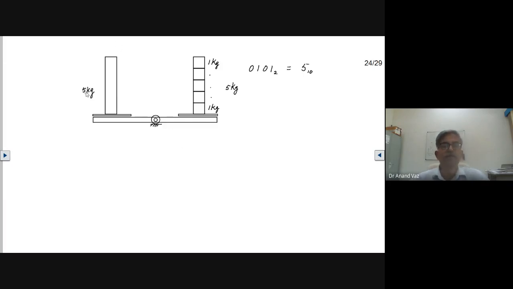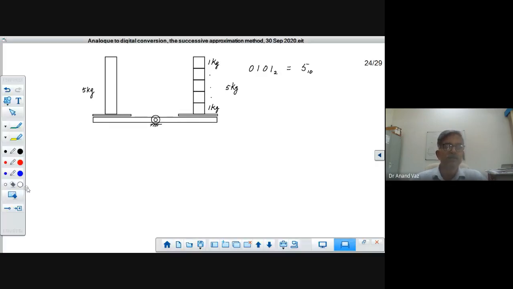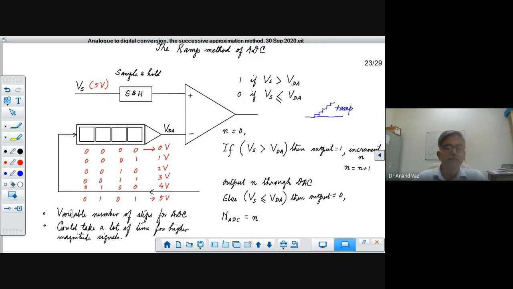Naturally, if our weight over here was 7 kgs, we would have to do this step 7 times. We would have had to place one, next, 7 times. So depending upon the magnitude that we have here, if we had a larger weight, we would have had so many more steps. That is what we discussed in our previous lecture, that a variable number of steps are required for the analog to digital conversion. And it could actually take a lot of time for higher magnitudes of the signal.